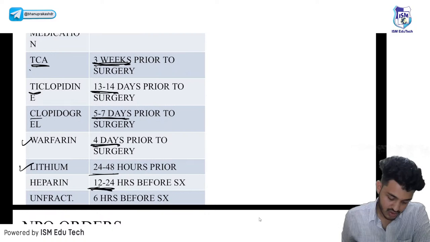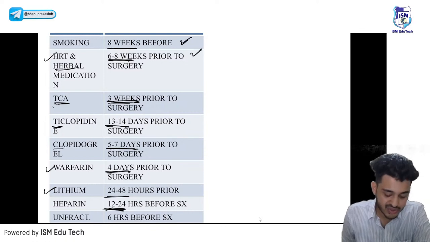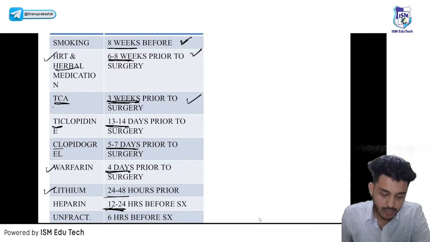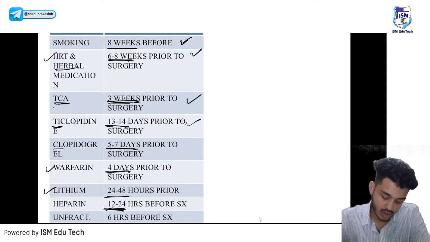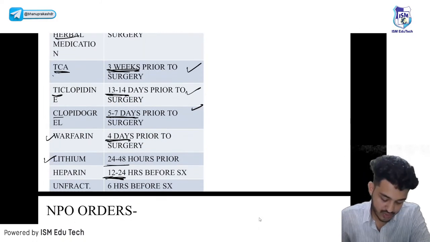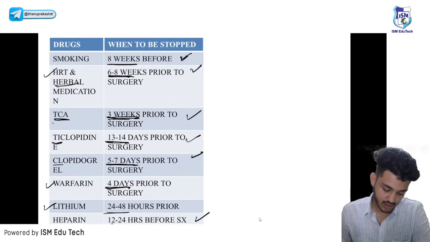hours before the surgery. Okay, so what we have studied till now: we need to stop the smoking 8 weeks. HRT is 6 to 8 weeks. TCA, T for 3. Ticlopidine 13-14. Okay, clopidogrel 5 to 7. Warfarin is 4. Lithium is 24 to 48 hours. Heparin is 12 to 24 hours. And unfractionated heparin is 6 hours before the surgery.